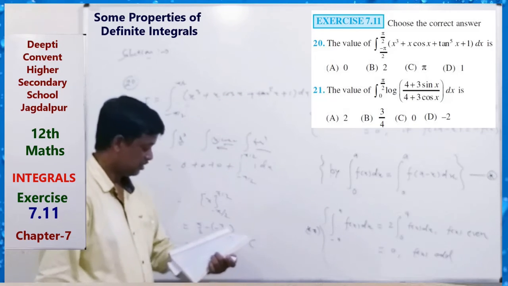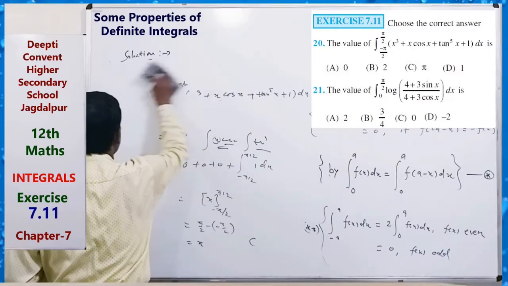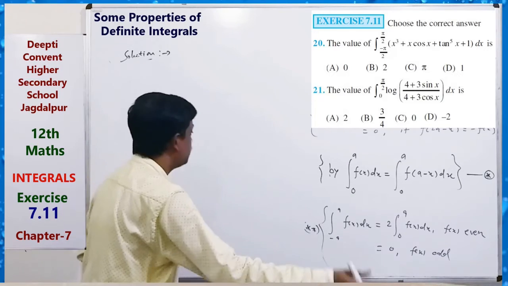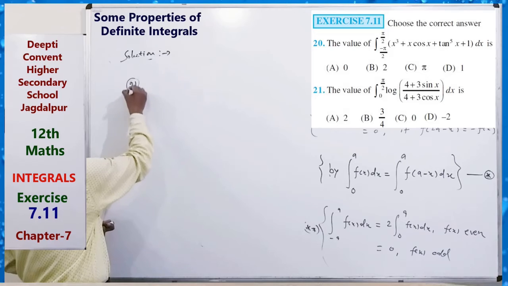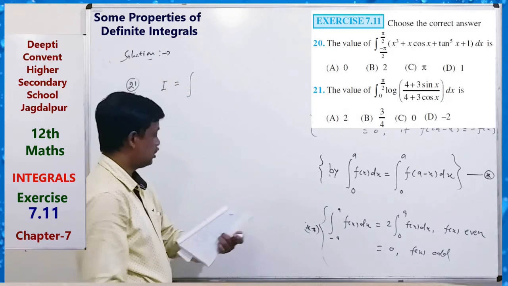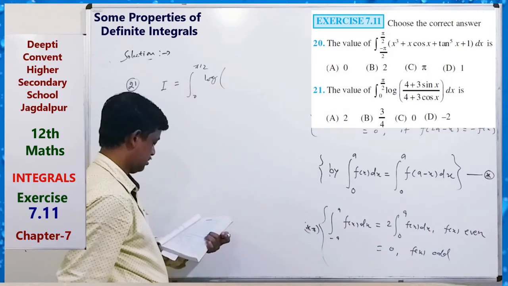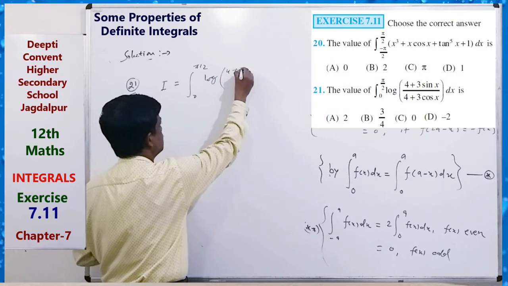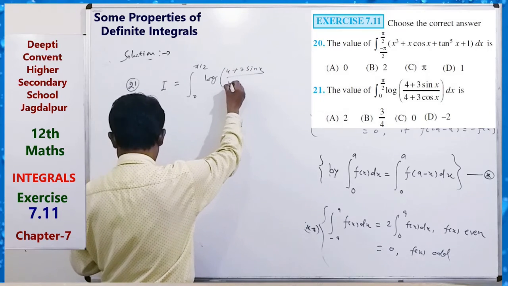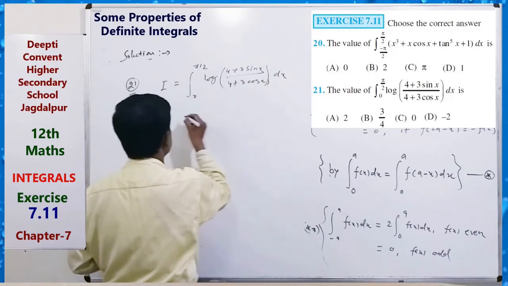Very simple. Question 21. You can see also here, question 21 is what? I equals integral 0 to pi by 2 of log of (4 plus 3 sin x) upon (4 plus 3 cos x) dx.